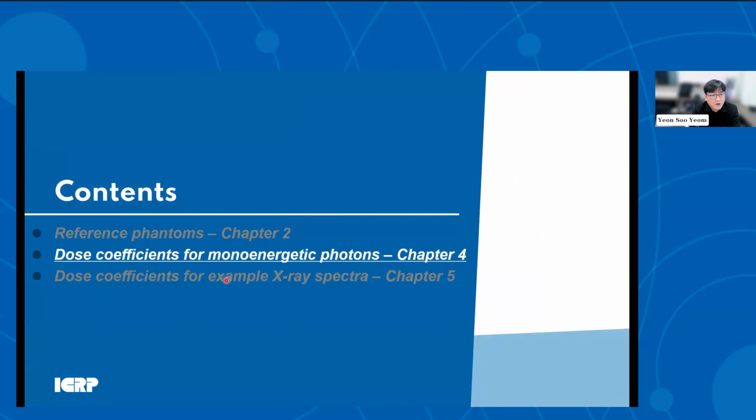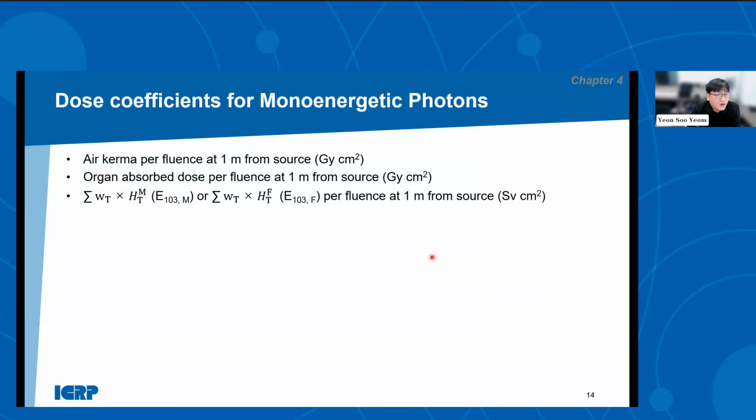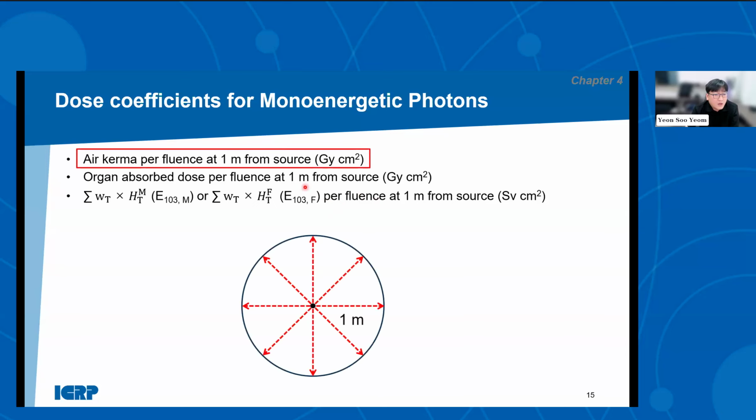Next, I will explain how we calculated those coefficients for monoenergetic photons, which is covered in chapter 4 of the report. In this report, we provide 3 types of monoenergetic dose coefficients. The first one is air kerma for fluence at 1 meter from the source. This was calculated ideally by emitting the monoenergetic photons in a free air medium in Monte Carlo simulation.